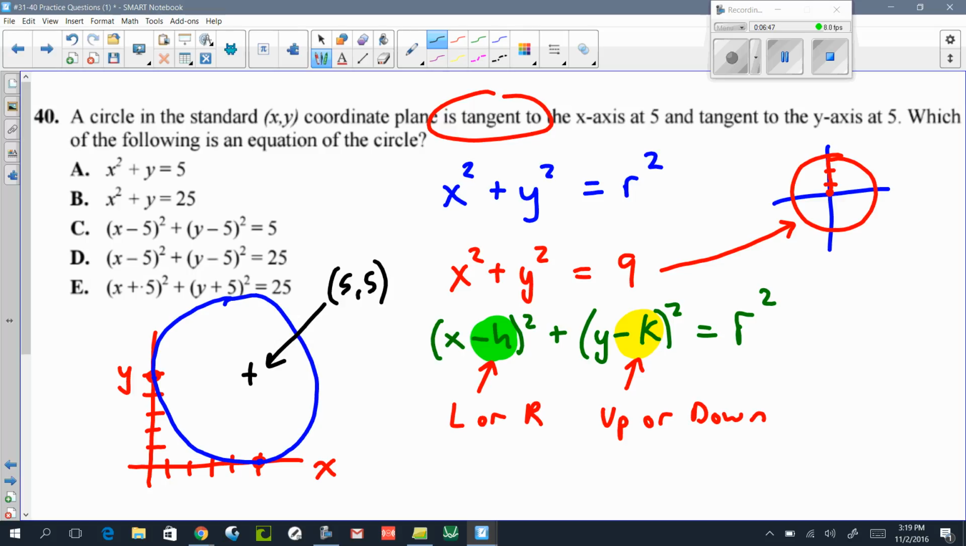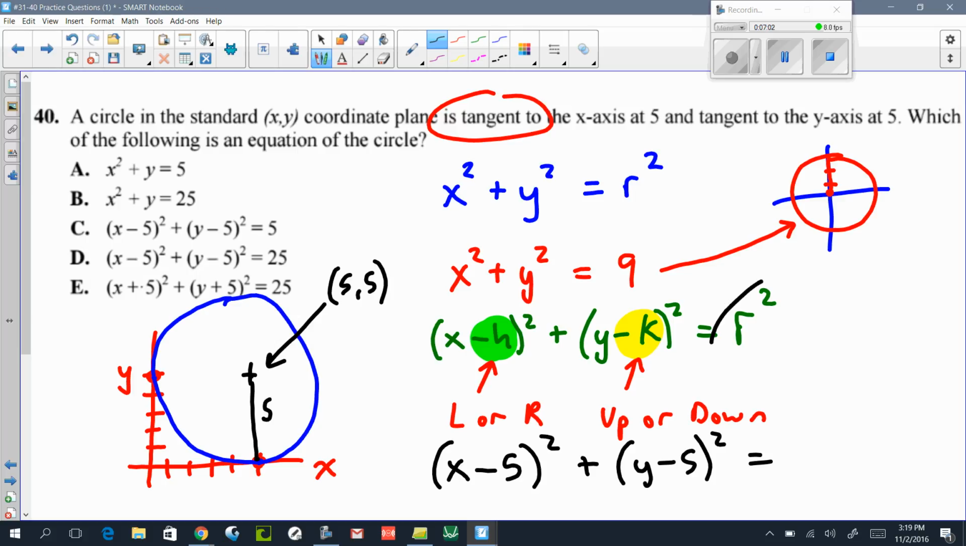So the equation of this circle is going to be x minus 5 squared plus y minus 5 squared is equal to the radius. The radius from there to here would also be 5, so we take 5 squared and we get 25. So remember, in parentheses, the -5 actually moves it to the right 5, and the -5 inside here actually moves it up 5.